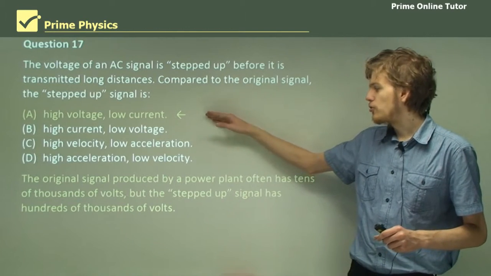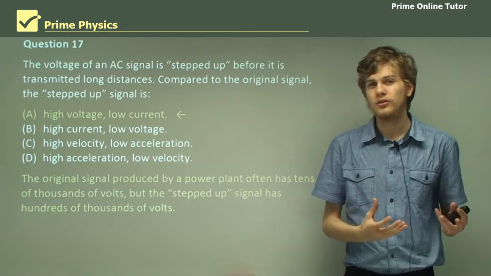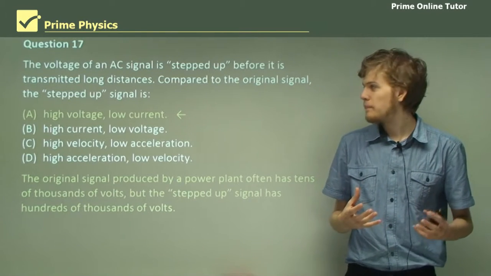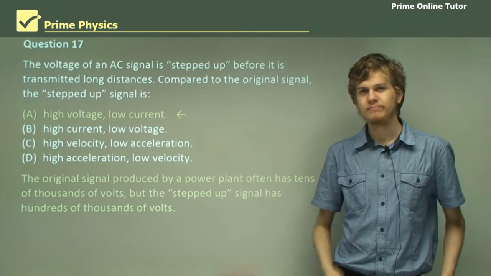It turns out that the low current is able to reduce the amount of energy lost as the electricity travels through the wire, and the high voltage allows it to still carry a lot of energy.